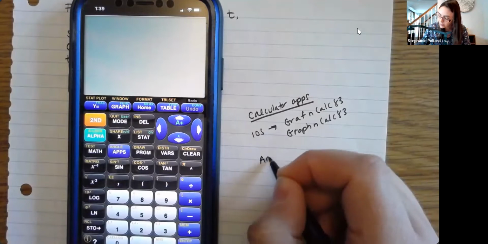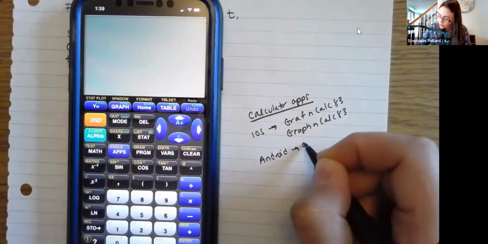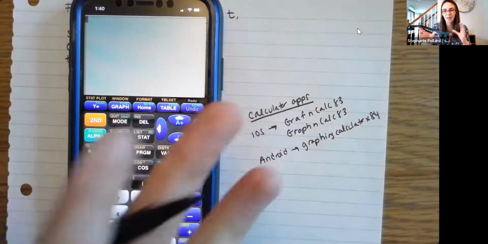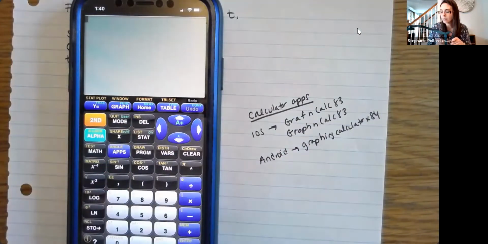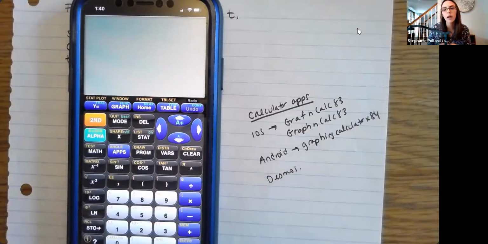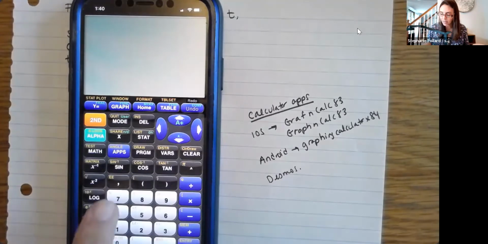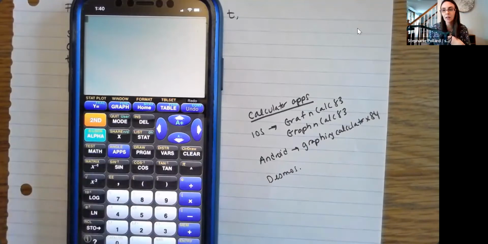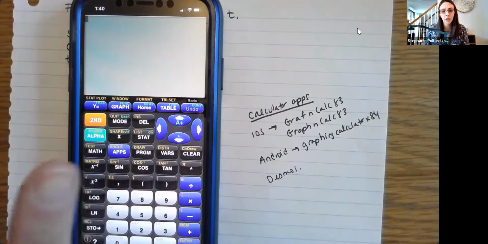If you have Android instead, the one that students usually like is called Graphing Calculator X84. That one's slightly harder to work with. It's still very similar, but sometimes the graphing on that one gets a little bit weird. So I also recommend the Desmos app for graphing as well. But here you can see I have sine, cosine, and tangent right on here. I don't have cosecant, secant, and cotangent on this calculator, but you can use the reciprocal identities to get the answers.